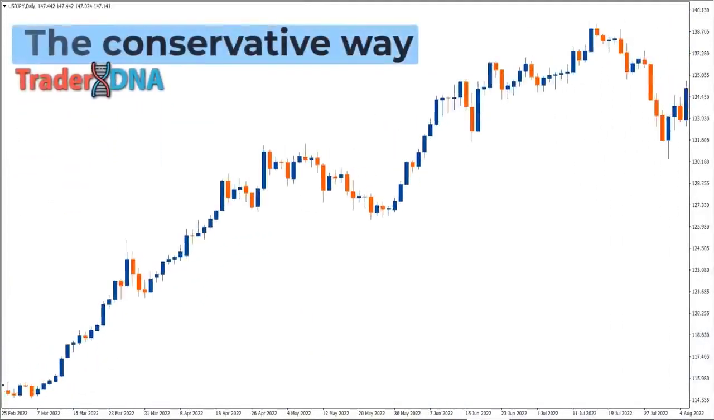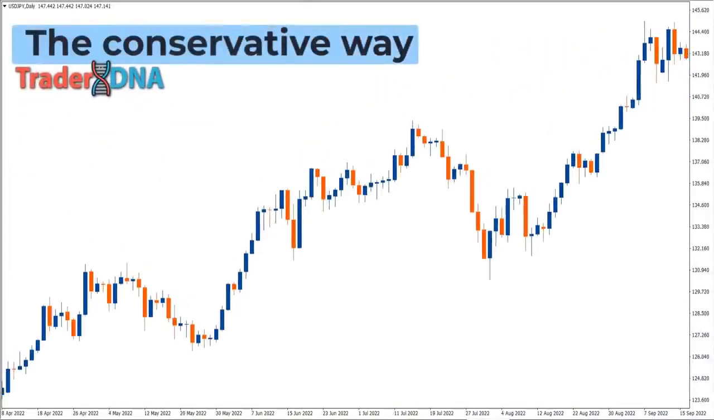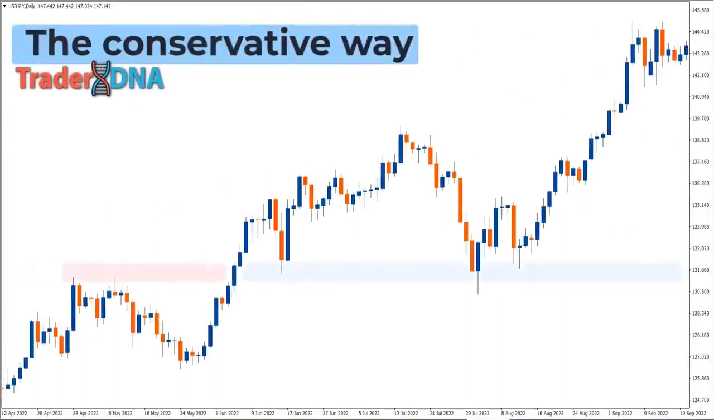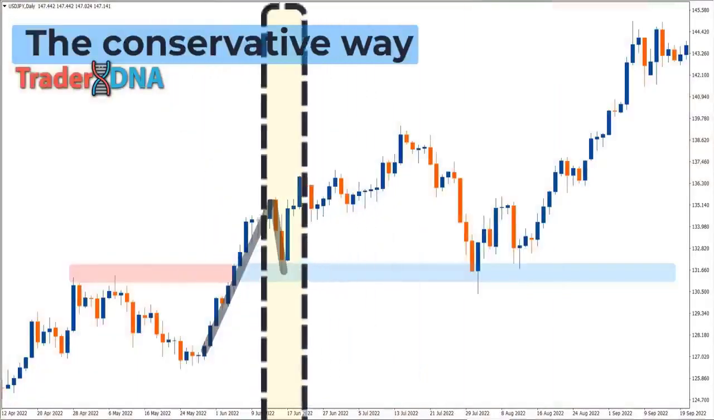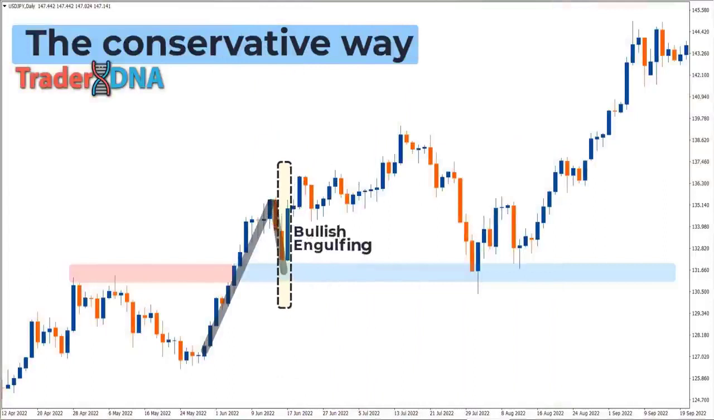The conservative way, also known as the support and resistance retest strategy. If you feel uncomfortable entering the market right after a breakout, the best approach you can take is to wait for the price to do a pullback to the broken support or resistance level, and then enter after the price bounces, while observing the formed price action as confirmation of the bounce. Here are examples illustrating this strategy.